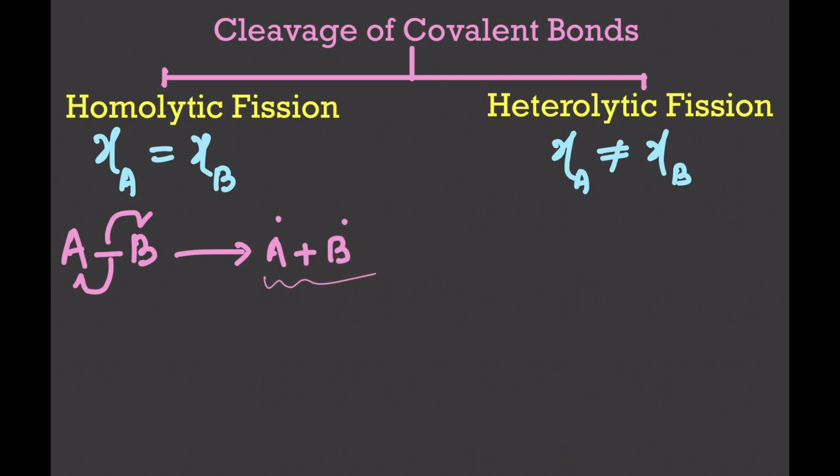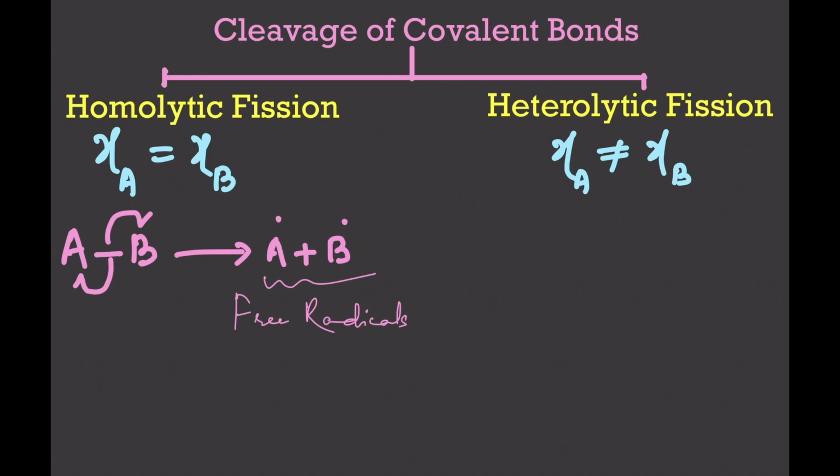These two are called free radicals. So free radicals are formed during a homolytic fission of a chemical bond, and this type of fission, in which the two electrons of the shared pair, that is the bond, are distributed equally between the two atoms after the cleavage, is called homolytic fission.